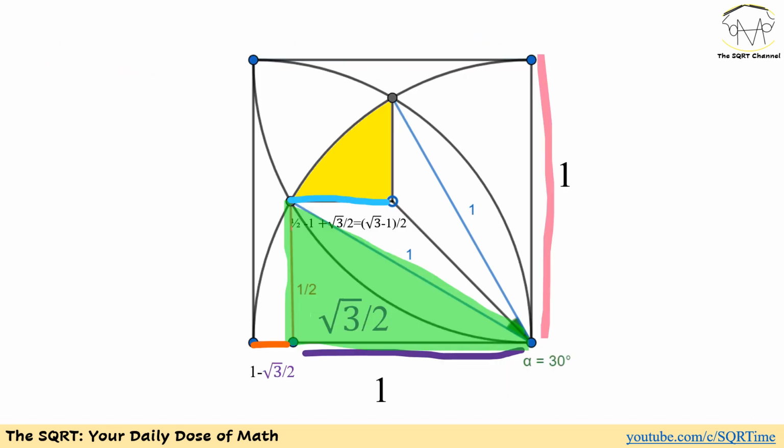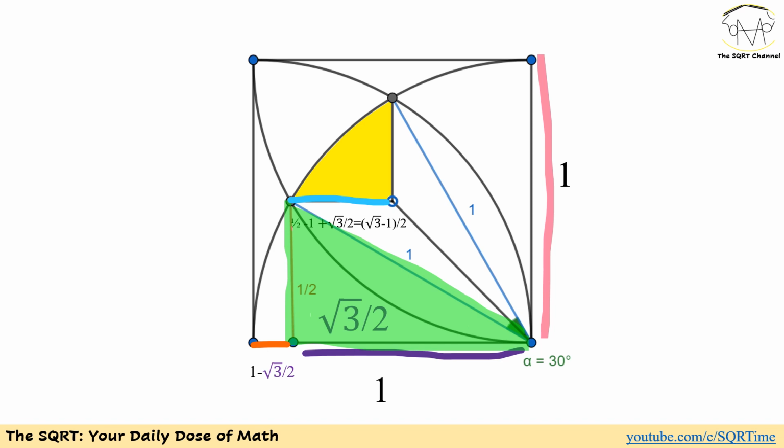To solve this problem, let's start with finding a few values here. We know that the blue line is the radius of these quarter circles. As a result, we can say that the side of the square is also 1 unit. That's the first thing that we can find. The second thing is let's focus on the green triangle that we have here. In this green triangle, we know that it's a right triangle.